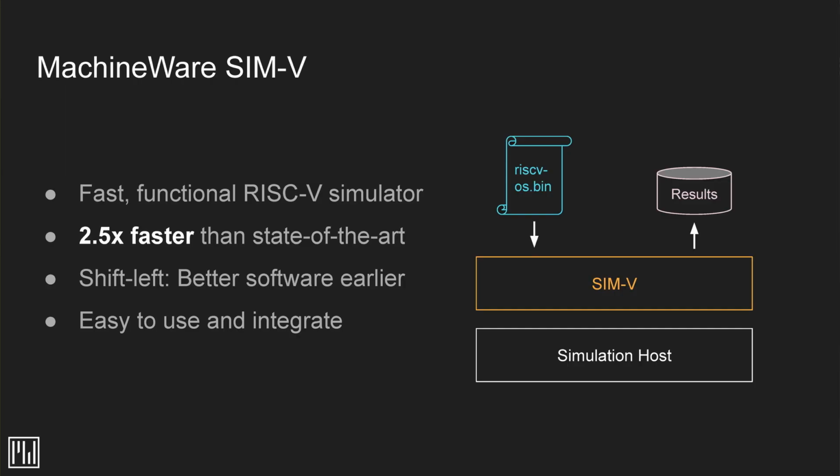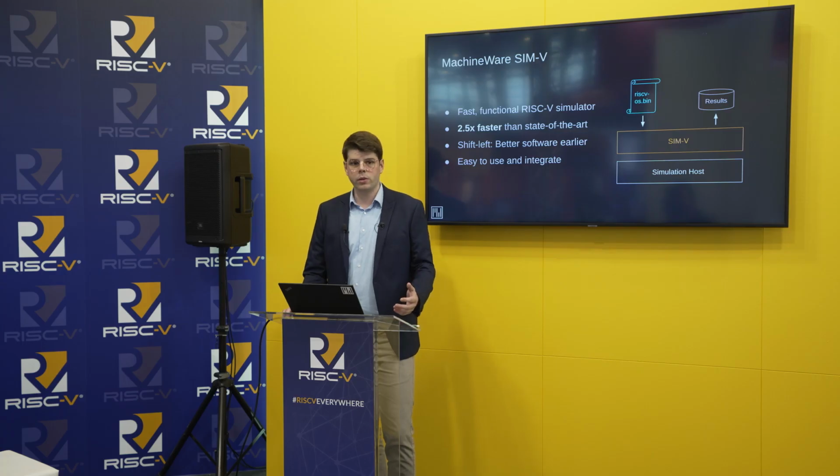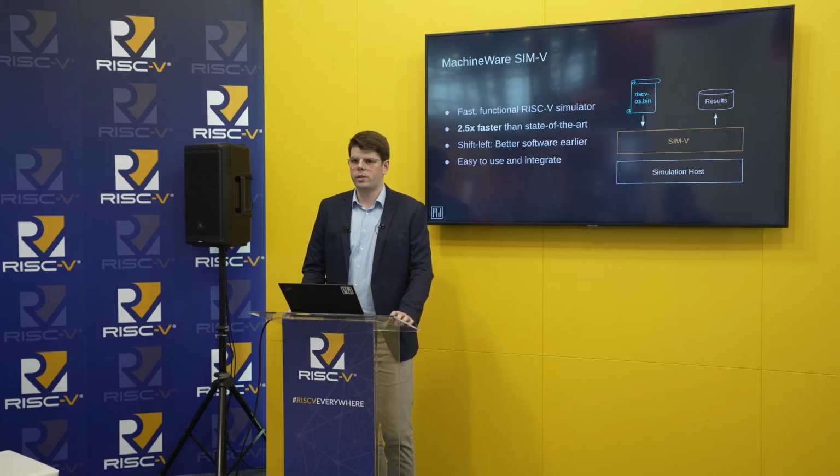The great thing about SIM5 is that it is 2.5 times faster than state-of-the-art simulation solutions. So it's extremely fast, and it allows you to shift left your software development, so you can have better software earlier. Besides performance, there are two other important design goals of SIM5, and that is ease of use. We want SIM5 to be really easy to use for, for example, software developers, and we want it to be easy to integrate. Because a lot of people already have a simulation solution and they want to add, for example, RISC-V cores to it, and then they can plug SIM5 into their existing environments in an easy way, and I will talk about this some more later on.